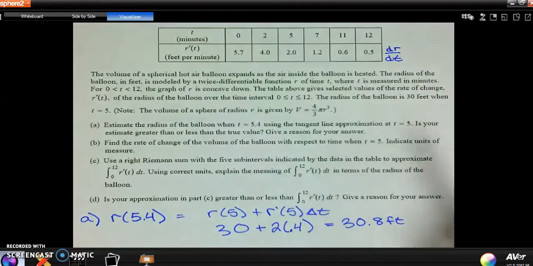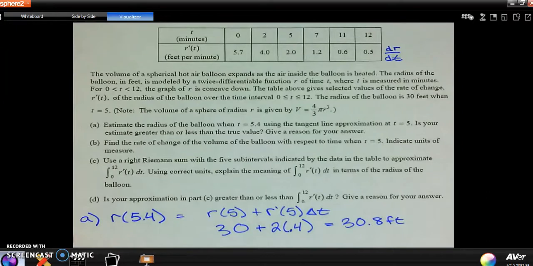That's the derivative. So at 5, it said that it was changing by 2, and then the amount of time was going to be 0.4. And this is a calculator active question. Hopefully you don't need your calculator for that one, but you do have it available. So you could just do 30 plus 0.8, and that is given in feet because your radius is measured in feet.